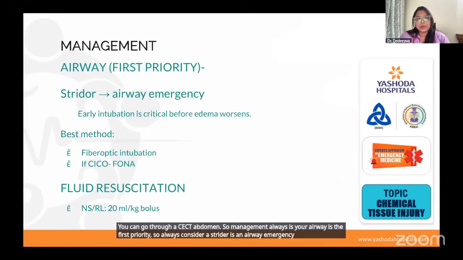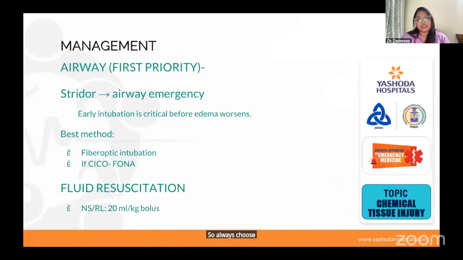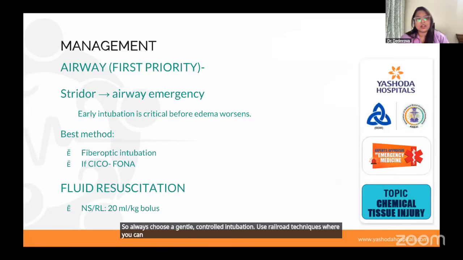So how do we intubate these patients? Early intubation is very critical because there is a high chance that edema occurs in corrosive poisoning. So always choose a gentle, controlled intubation. Use railroad techniques where you can use a bougie or fiberoptic intubation, or use video laryngoscopy.